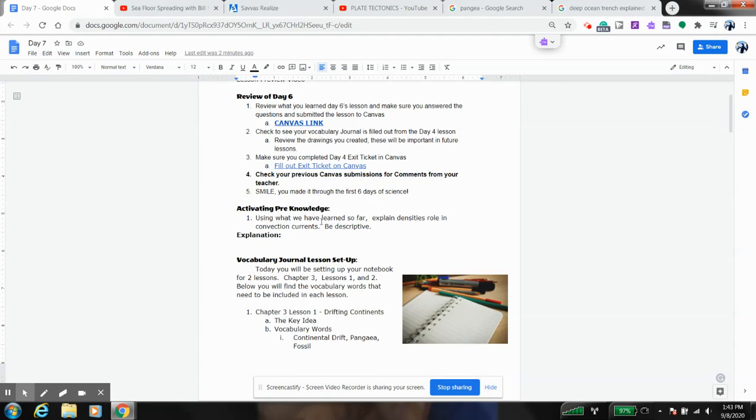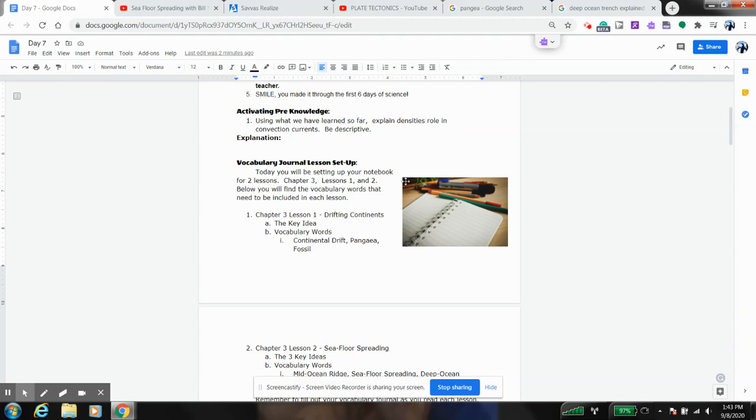Activating pre-knowledge is going to be pretty short today. The biggest thing that you're going to do is, from our previous lessons, explain what density's role is in convection currents. And you're going to put your explanation here. Be descriptive. And when we say be descriptive, really detail that, because that's going to be a big role in what we're going to learn about today.